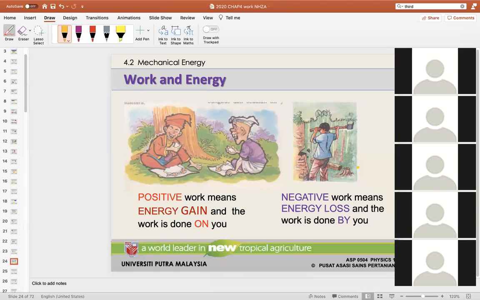Okay, basically when you do work, you lose energy. When you eat, you gain energy. So you can increase and decrease your energy.